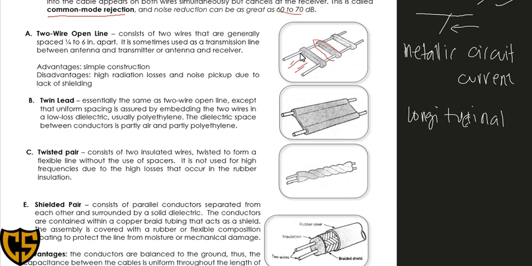The absence of shielding, as you can see in the picture, there is no shield here. It contributes to the disadvantage of the two-wire open line, which is high radiation losses and noise pickup. Because there is no shielding, it contributes to losses and noise.